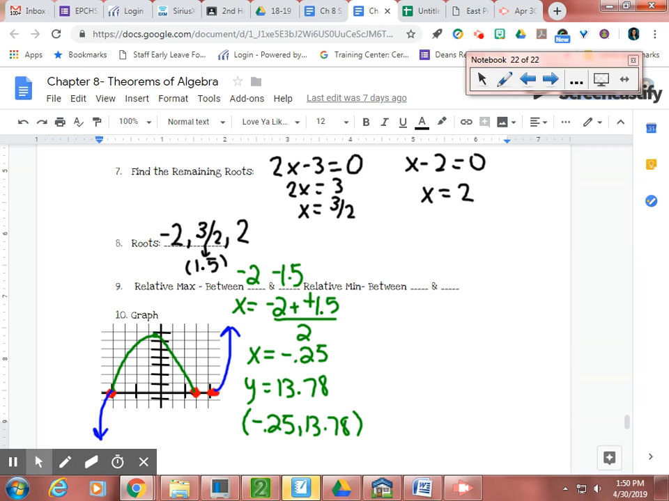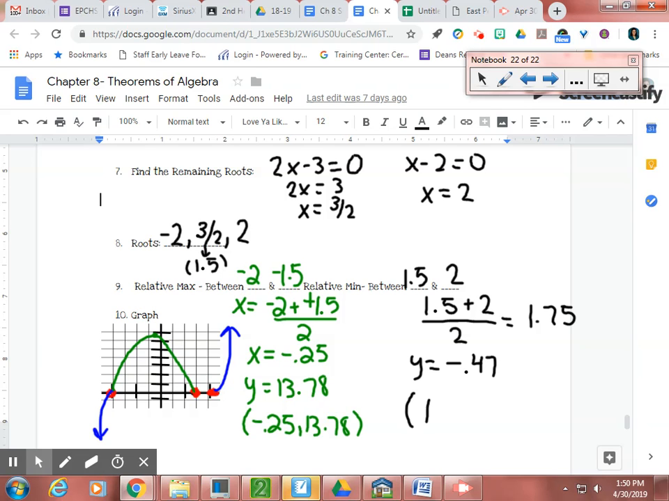So then a relative min is going to be between 1.5 and positive 2. So I would take 1.5 and add 2 and then divide it by 2. And that's going to give me 1.75. So my x value is 1.75. You plug that back in, you get negative 0.47. So you're going over 1.75 and down 0.47, which is right below, and that's what your graph should look like. So that's taking everything we've done in this chapter and putting it together in a nice organized fashion.